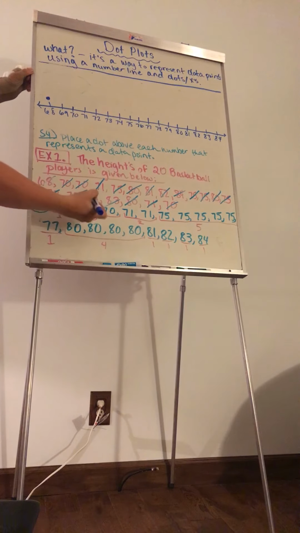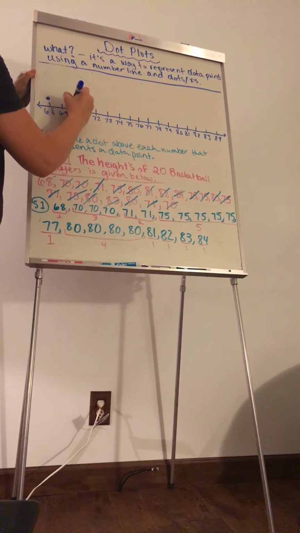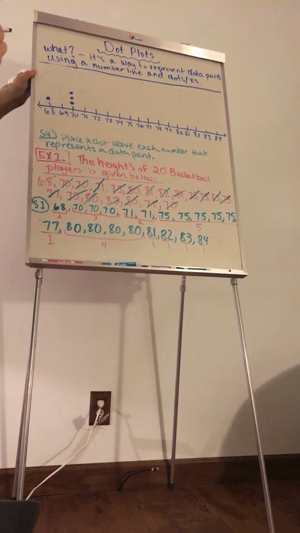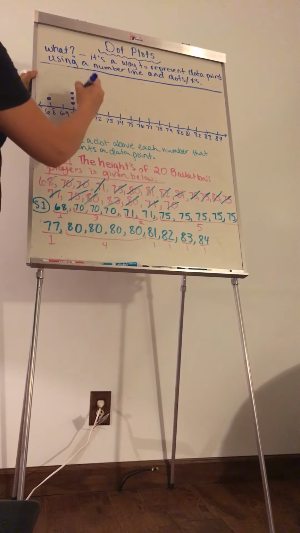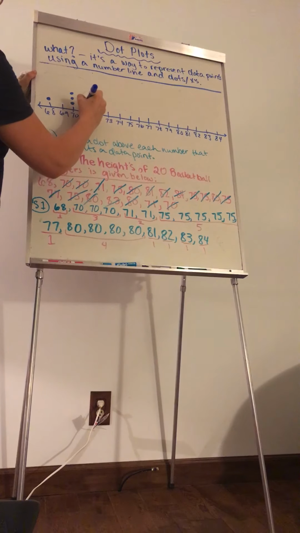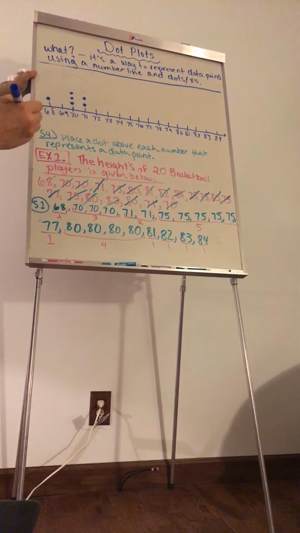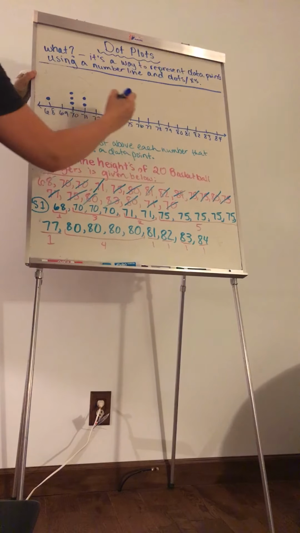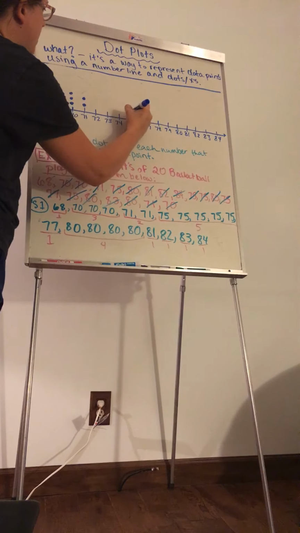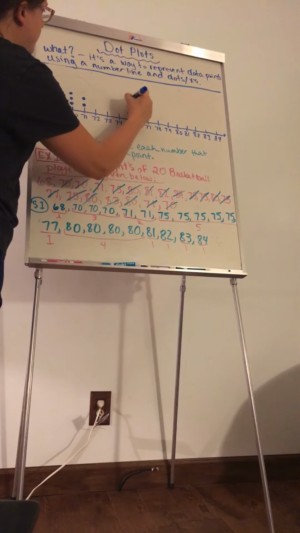Okay? Then I have 3 70s. I'm going to put 3 dots above 70 to show that I have 3 70s in this data set. Okay? I have 2 71s. I'm going to put 2 dots here. Okay? Then I go to skip on to 75, I've got 5. So I'm going to do 5 dots above 75.